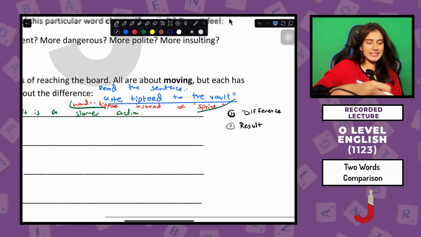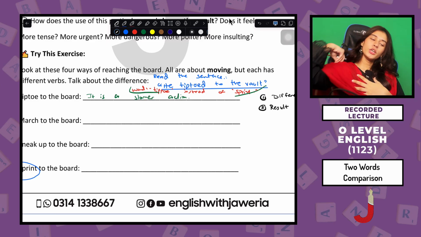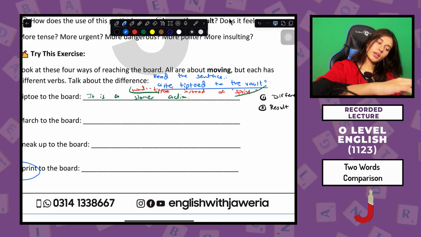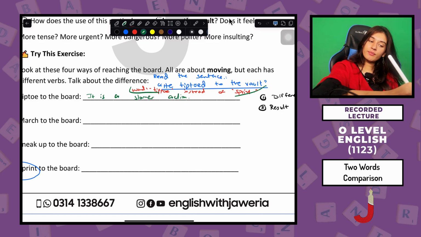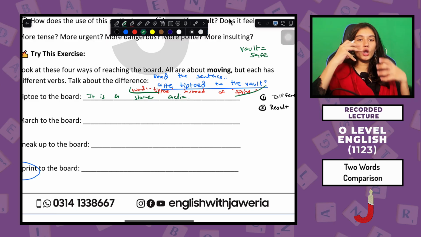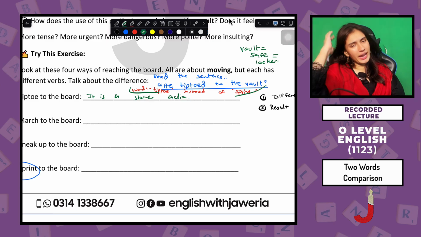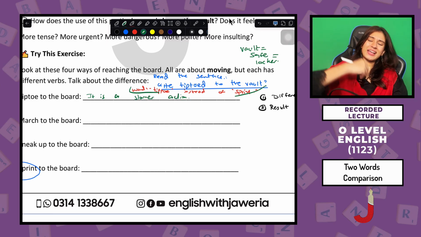So read the sentence again. The sentence is, he tiptoed to the vault. Do you guys know what a vault is? A vault is like a safe. A vault, a safe, a place where you keep your belongings. Like in a bank, you get a locker. It's like that. A vault, a safe, a locker. A locked, closed off space where you keep your valuables, gold, money, stuff like that.